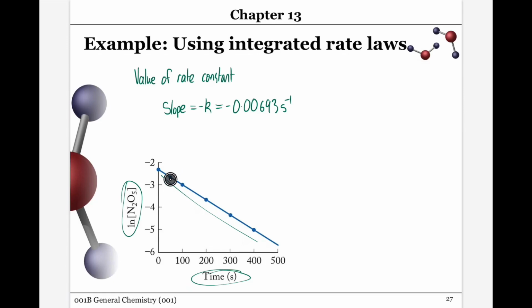So to determine a slope, we're taking the change in y divided by the change in x. So that gives us these units of per second, and when we rearrange this, we can identify that our first order rate constant is 0.00693 per second.